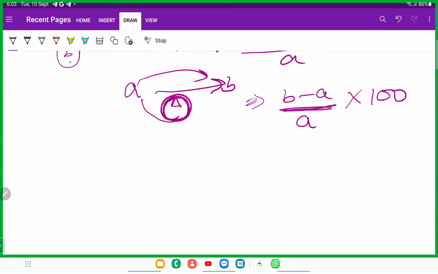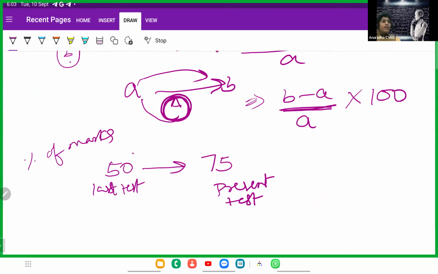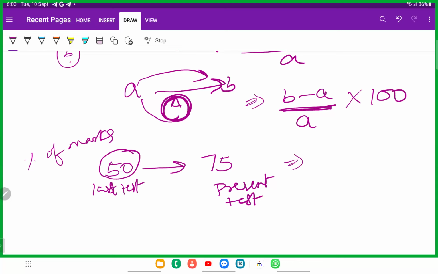Suppose Pranav's marks increased from 50 to 75. What is the percentage of marks increased? This is last test marks, here present test marks. How will you compare? First of all, you go with 75 minus 50. What is the marks increased here? 75 minus 50.